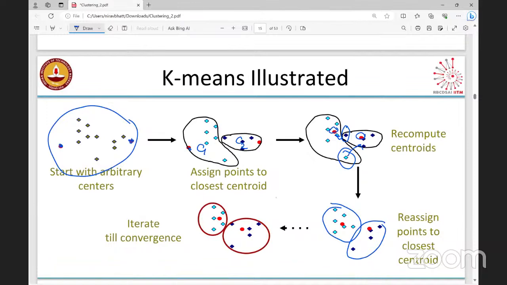I keep repeating this procedure until I have a convergence. It means I cannot do any more new assignment by recomputing centroid. So centroid is remaining the same, points are remaining the same, then I think, okay, there is no more assignment of the point possible to different clusters, so I have my cluster. So this is the very simplest k-means clustering idea.